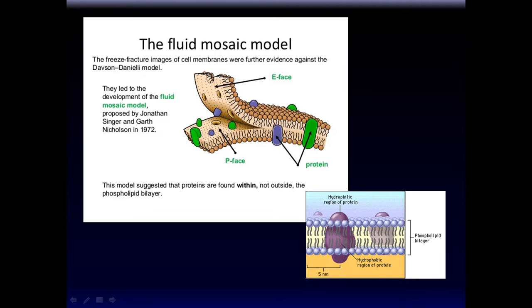And this was apparently proposed by Jonathan Singer and Garth Nicolson in 1972, the fluid mosaic model. These are like key words that you kind of have to know. You can't go through biology not knowing that the plasma membrane is made of a phospholipid bilayer, and the model that describes it is the fluid mosaic model.